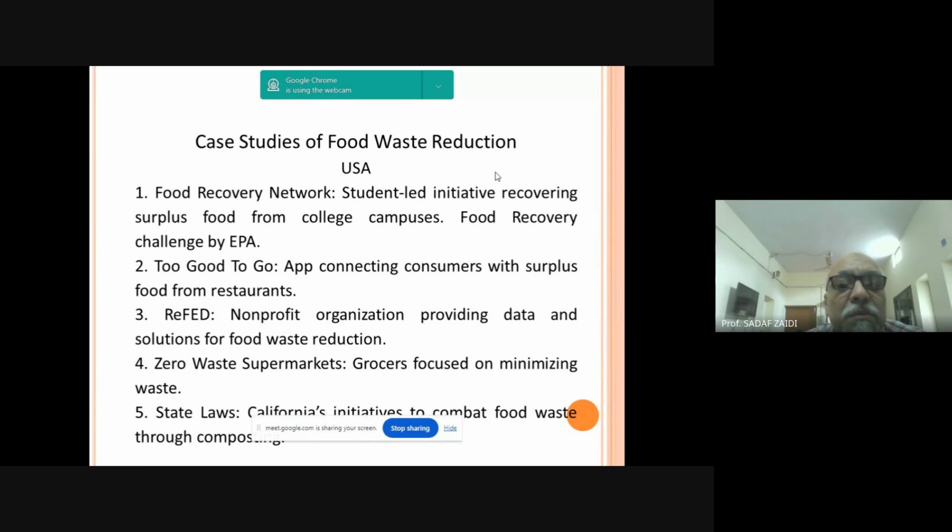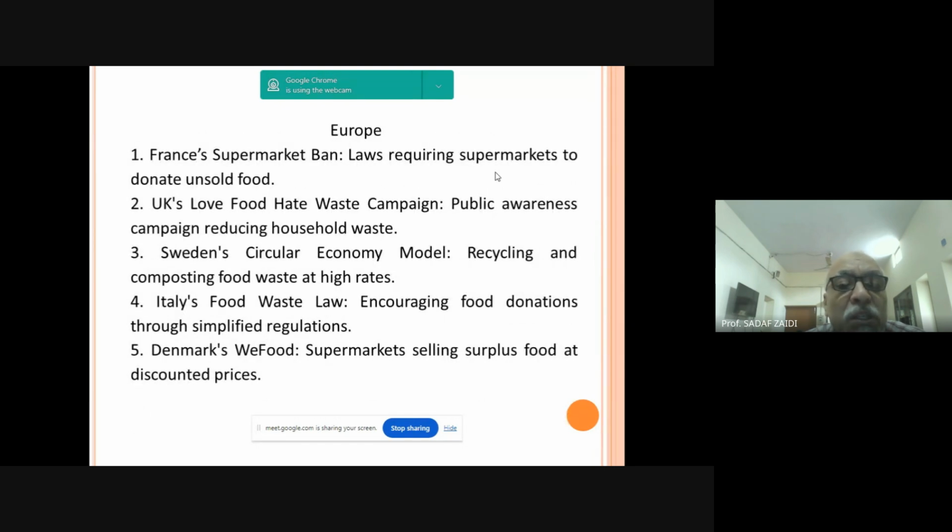And then in Europe, you've got France's supermarket ban. In France, there's a law which requires supermarkets to donate unsold food. They've got refrigerators outside, and in those refrigerators they keep the unsold food for the people. And in some countries, you cannot keep the food for the next day in restaurants. So that extra food is given to the people, those who don't have.